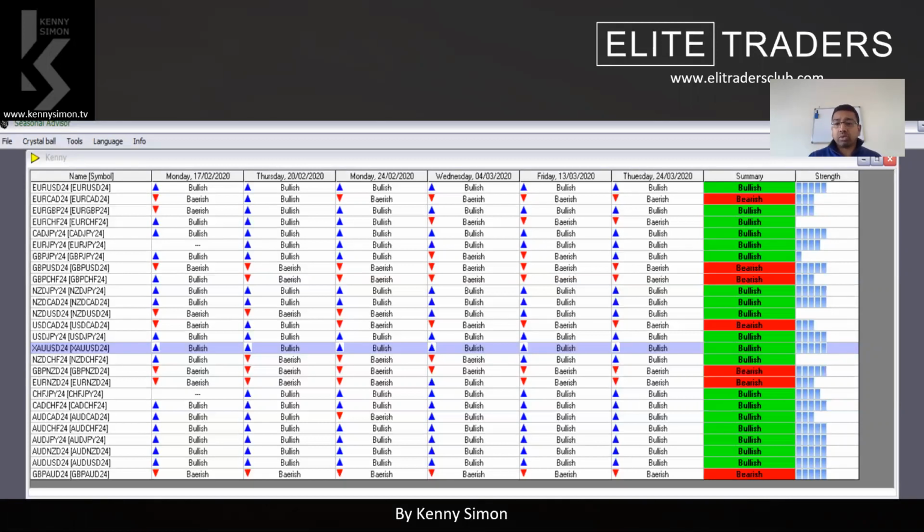So here, for example, just to give you a bit of an example, we have a summary of whether it's bullish or bearish, and then we've got a strength indicator right there.